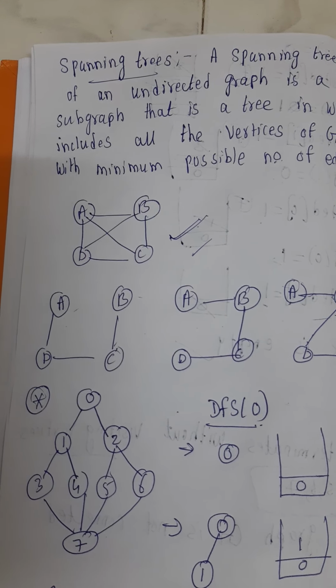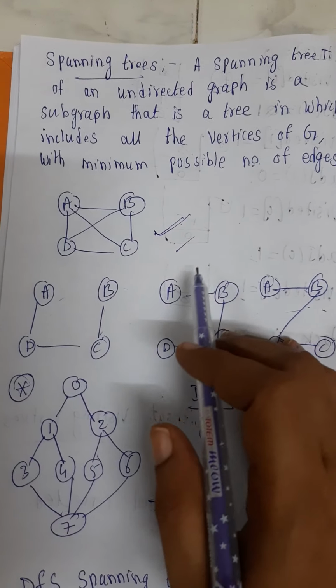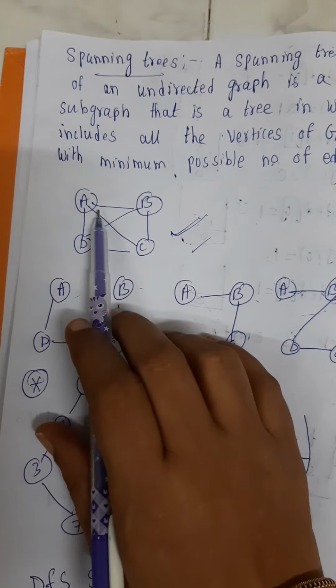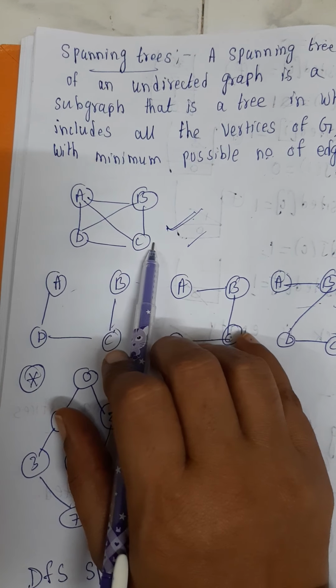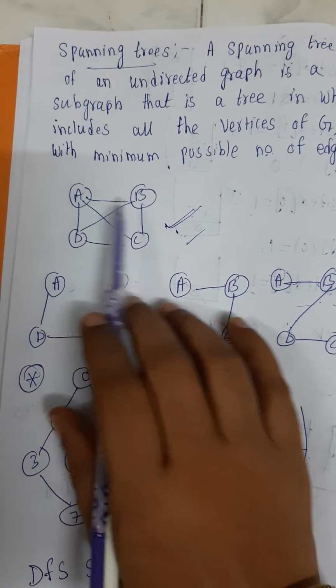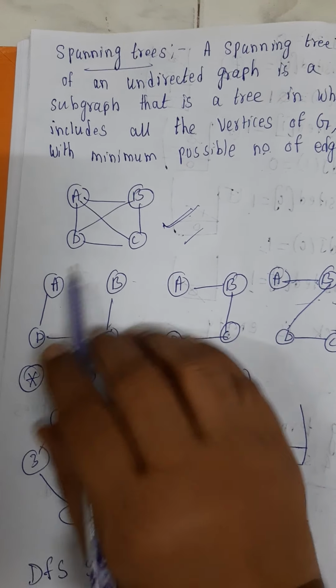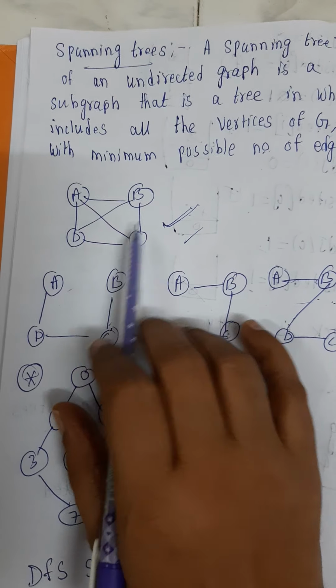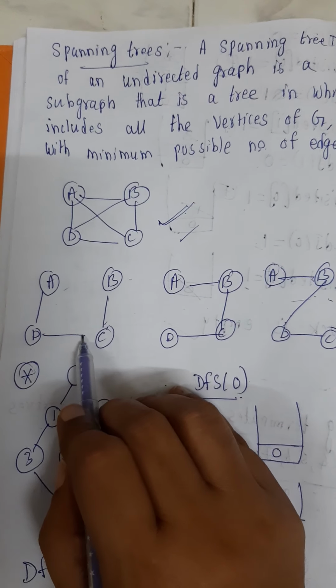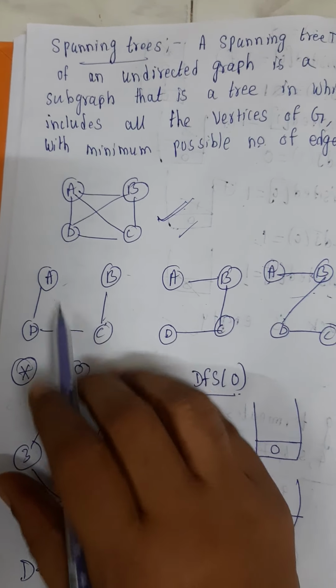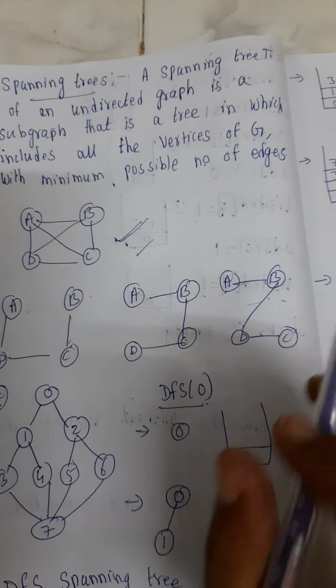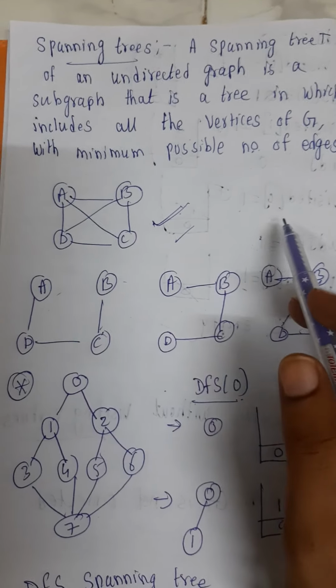In the spanning tree, whatever vertices you have in the graph, all the vertices you will be having in the spanning tree. A, B, C, D are the 4 vertices you have. In the spanning tree also you will be having the 4 vertices. That is a spanning tree.